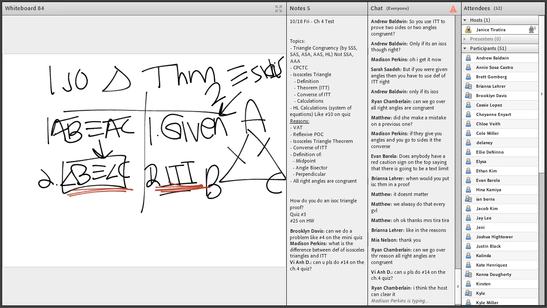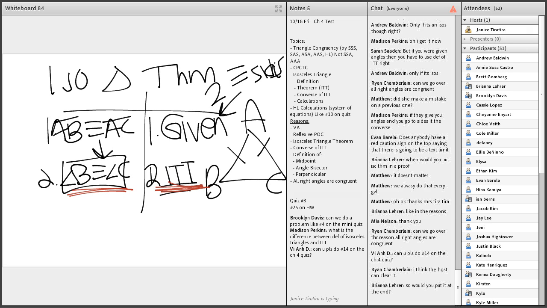Okay, let me go back in order. Okay, so let me go to quiz number 3, then 25 on the homework, and number 4, etc. Would you put it at the end? I don't know when it will. Brianna, I don't know if it's the last step. That's not always the case. It could be step 2, it could be step 3.